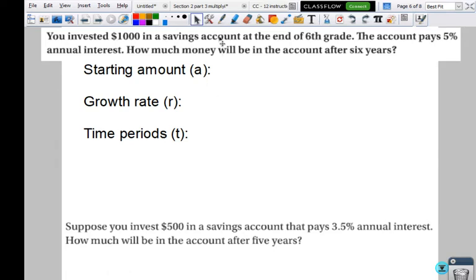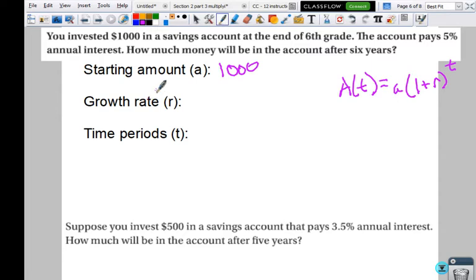We are going to use that formula we just had, which I'll write down again so I can see it. That is A of t equals a times (1 plus r) to the t. My starting amount on this is 1,000, so I'm going to plug that in for a in just a minute.